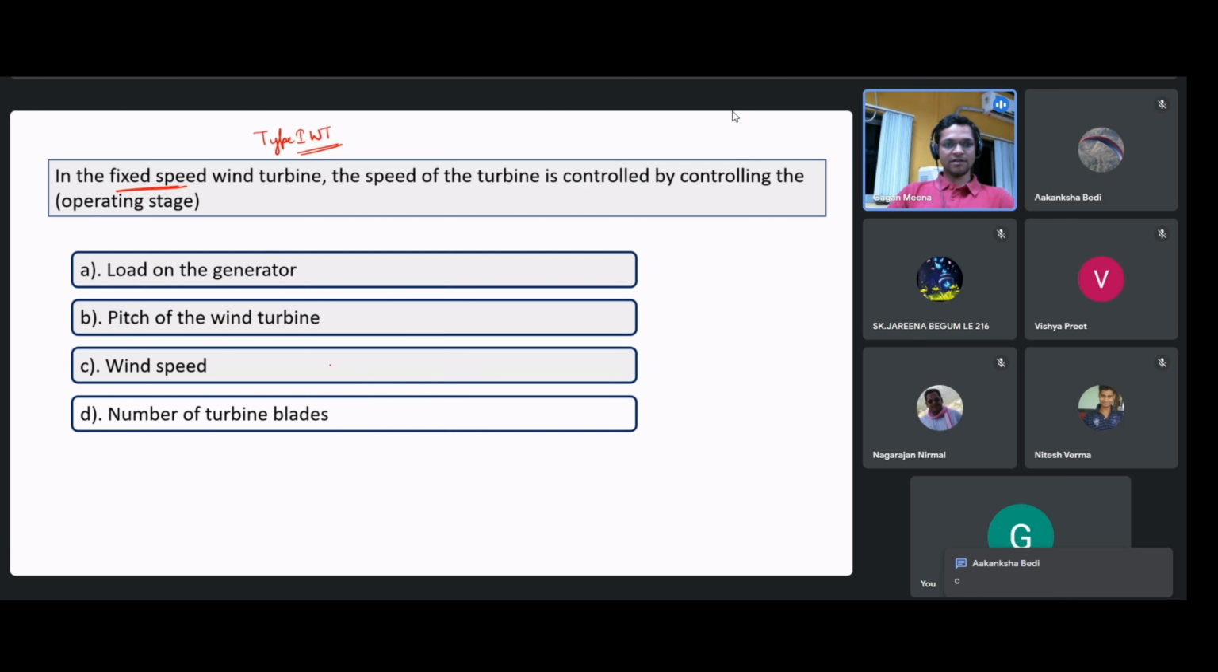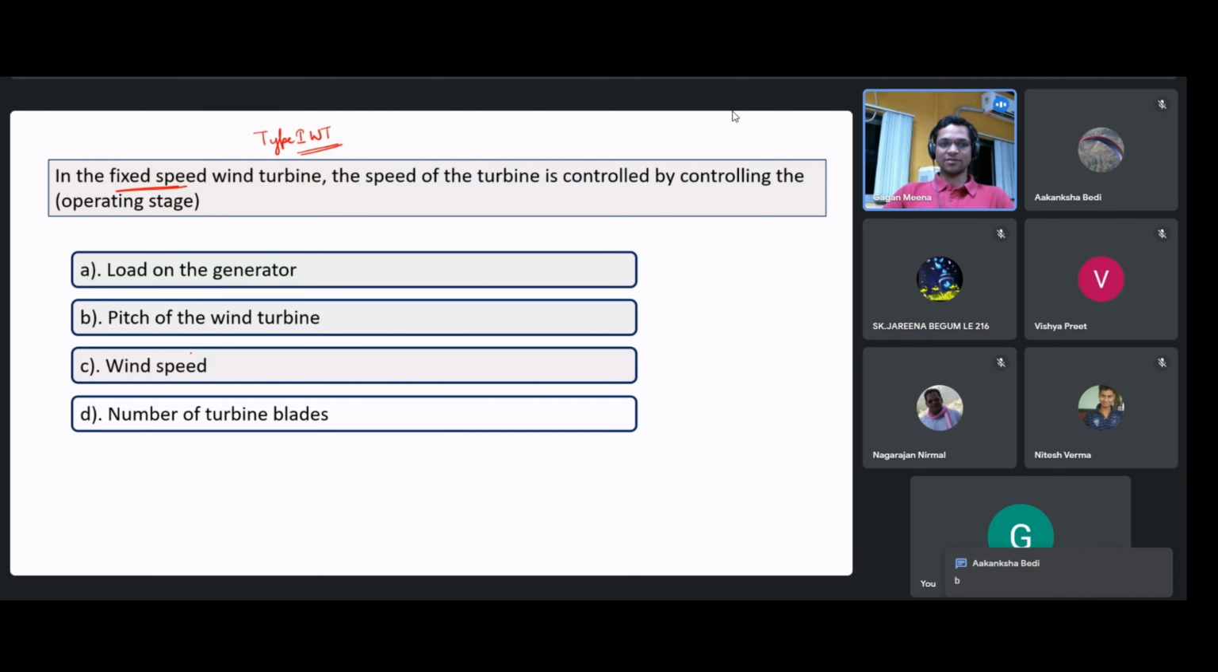C, wind speed? No, because how can we change the wind speed? Wind speed is not in our control, right? Wind speed is something that is the input to the turbine. We cannot change the wind speed. We have to change something else so that the output is a fixed speed. What is that element, that factor that we have to control?